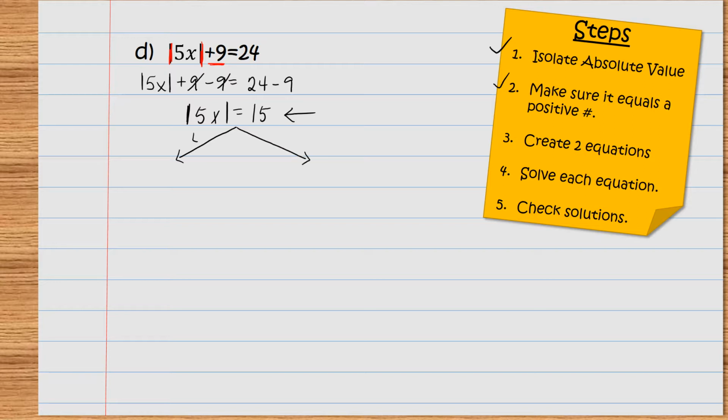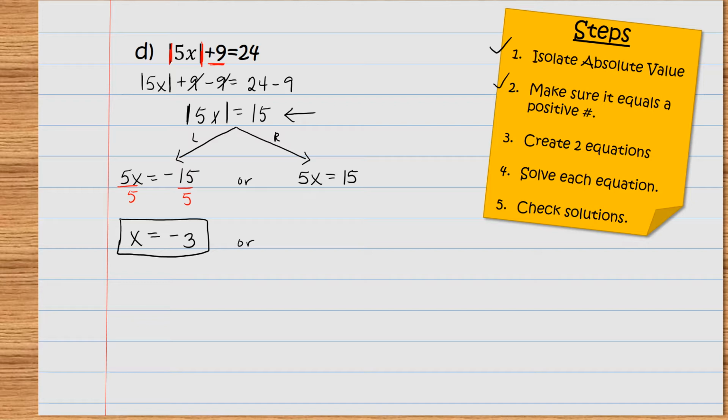And so if we travel to the left and if we travel to the right, if we travel to the left 15 units, that puts us at negative 15. Or if we travel to the right 15 units, that puts us at positive 15. And then from here, we're ready to solve. So to get x by itself, we need to divide both sides by 5. And that gives us x equals negative 3 as one solution.